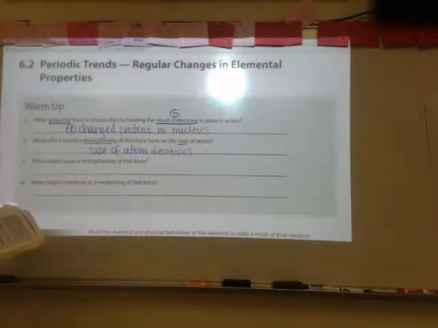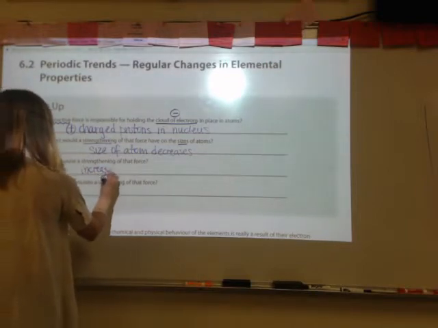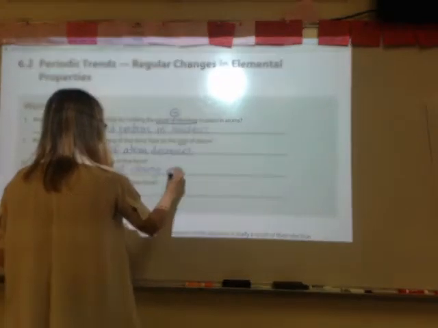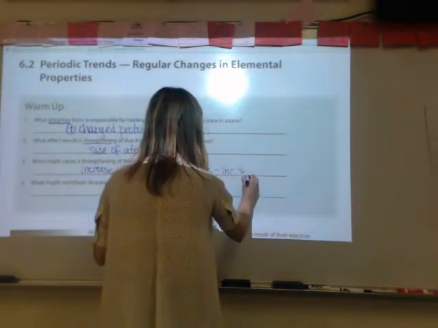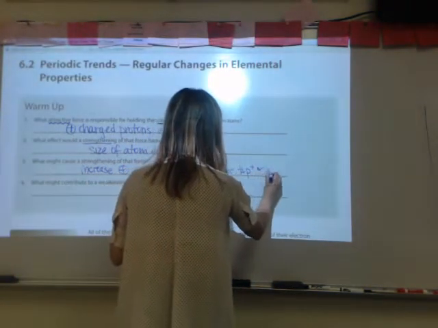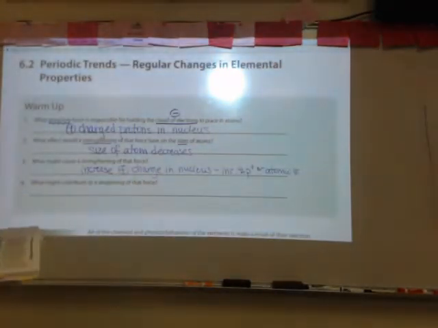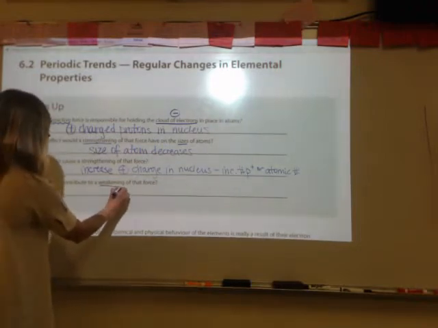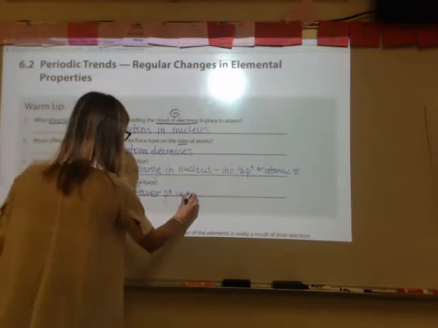Number three, what might cause a strengthening of that force? Well, I just said it. If we increase the positive charge in the nucleus, which means you're going to increase the number of protons, or you could refer to that as increasing the atomic number, because the atomic number increases left to right, row to row, period by period on the periodic table. Number four, what might contribute to a weakening of that force? Well, if you have fewer protons in the nucleus.